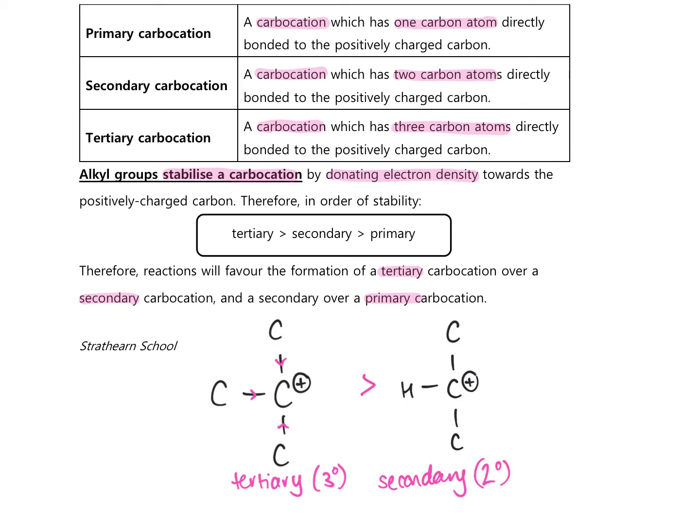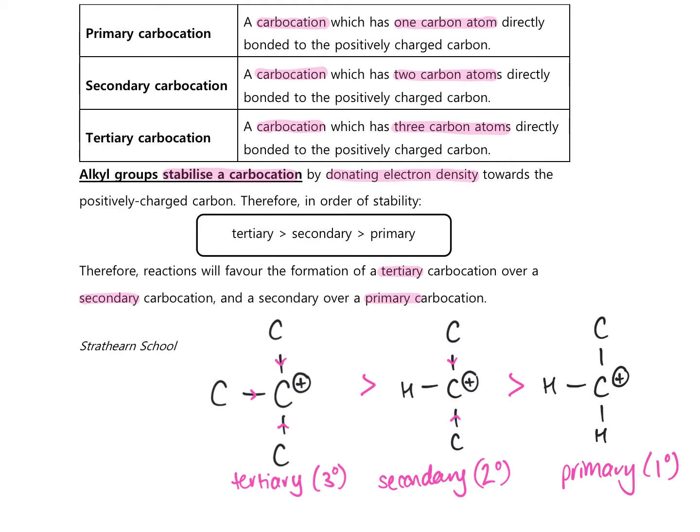A secondary carbocation has only 2 carbon atoms directly attached to it. So those 2 alkyl groups will donate electron density towards the carbocation and will stabilise it, but not to the same extent as the tertiary, because the hydrogen atom in the secondary carbocation, compared to the third carbon of the tertiary carbocation, has no ability to donate electron density towards the carbon, and therefore doesn't have any effective stabilising effect on the carbocation. So the secondary carbocation is less stable than the tertiary.